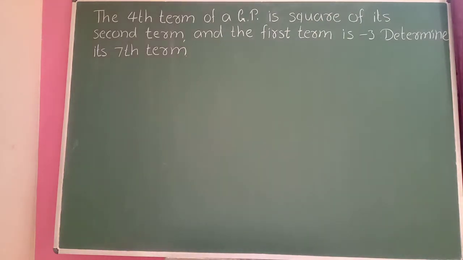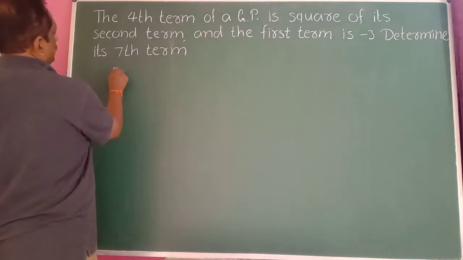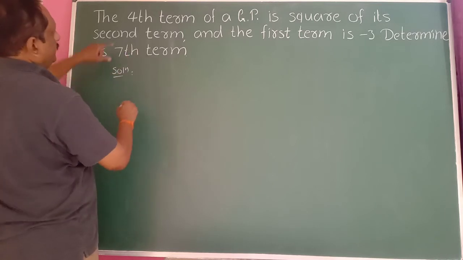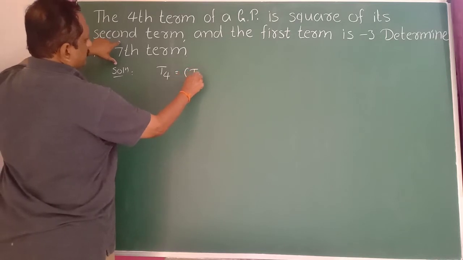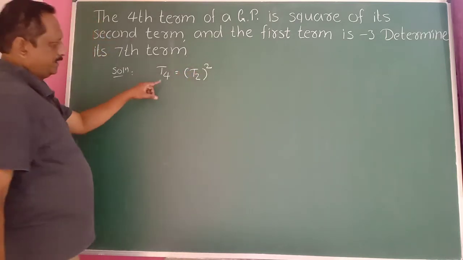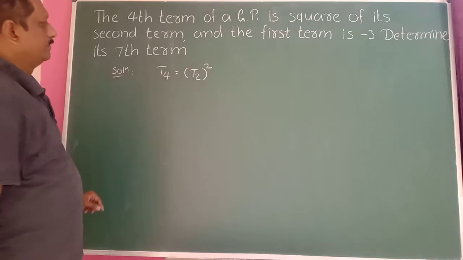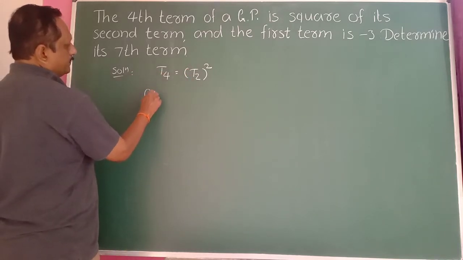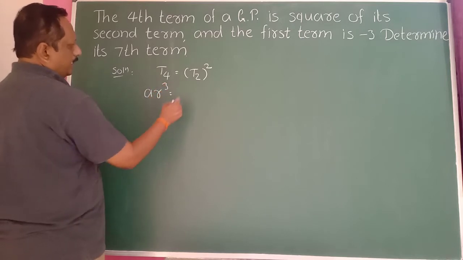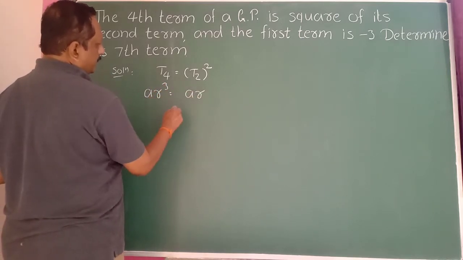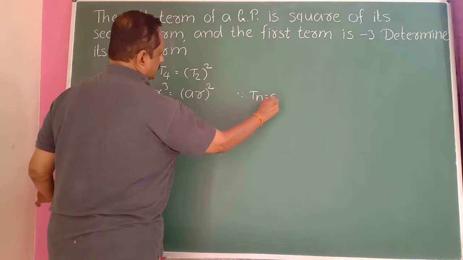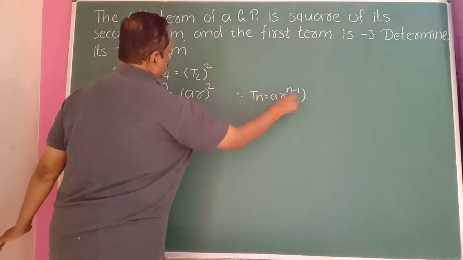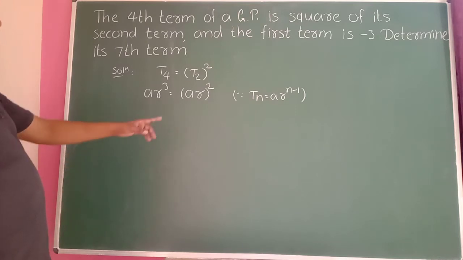So here the fourth term of a GP is the square of its second term. Therefore T4 is equal to T2 squared. T4 means ar cubed, and T2 is ar, squared here, because Tn is ar raised to n minus 1. We are using that formula here.